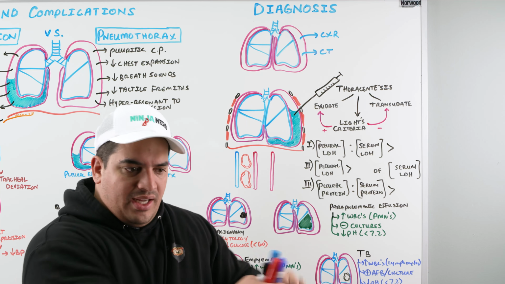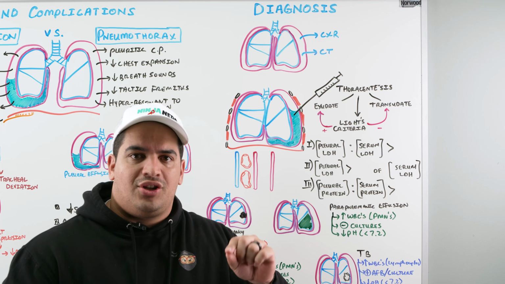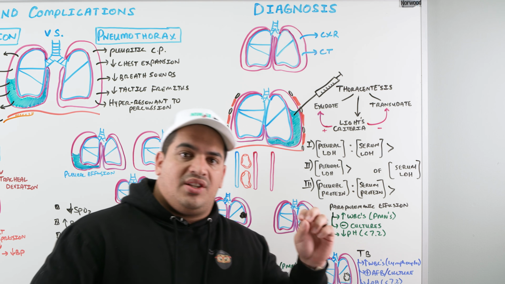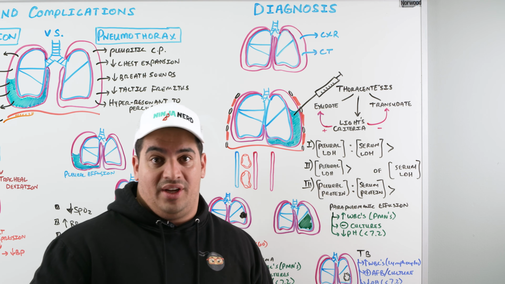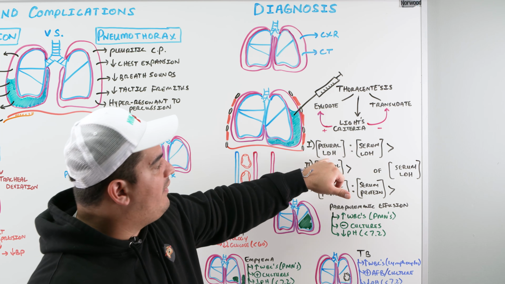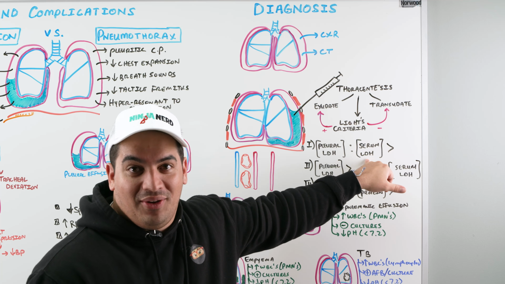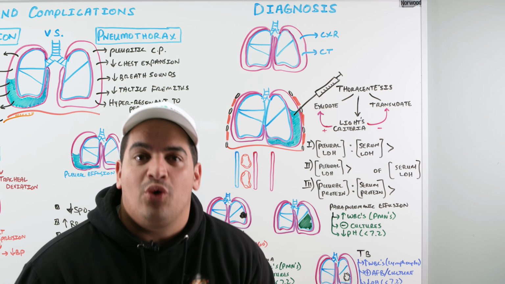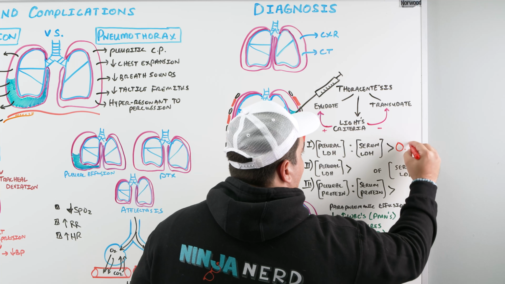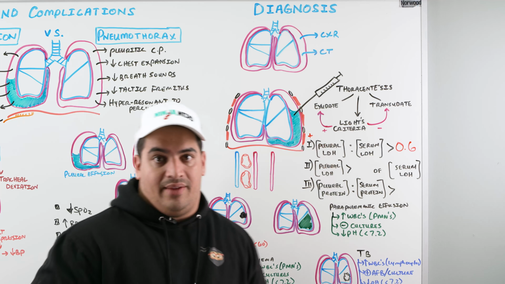So what Light's criteria says is, we're going to get the thoracentesis, send it off, and look at a couple of different things. We're going to look at the serum LDH in comparison to our pleural LDH, and then we're going to look at the serum protein in comparison to the pleural protein, and we're going to develop some ratios. If the ratio of the LDH in the pleural fluid to the serum LDH is greater than 0.6, that is one positive finding right there, and that would automatically lead us to an exudative effusion.